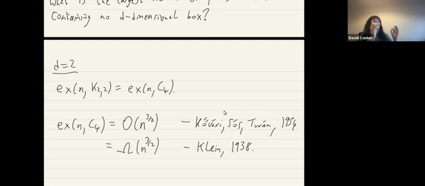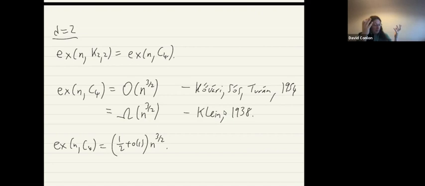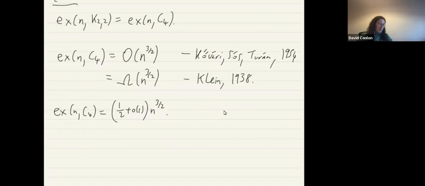So it's known, and it takes a little bit more work, that the extremal number of C4 is (1/2 + o(1)) times n to the 3/2. And again, in certain cases, for certain values of n, we even know exactly what it is due to some results of Ferretti, but I won't really go into that. Okay, so we know that the answer here for d equals 2 is n to the 3/2. So what happens if we go up to d equals 3?